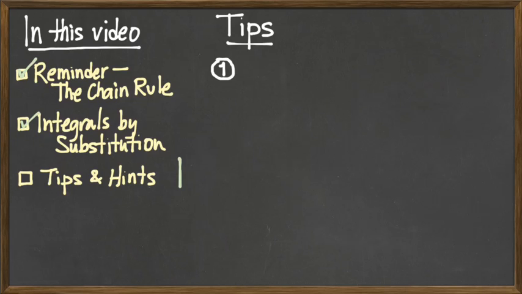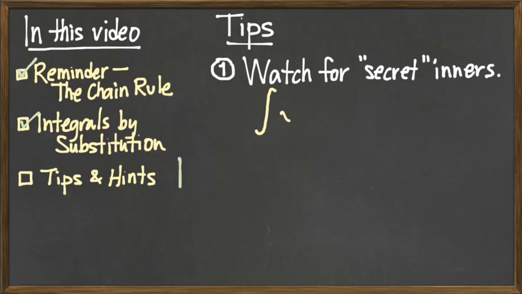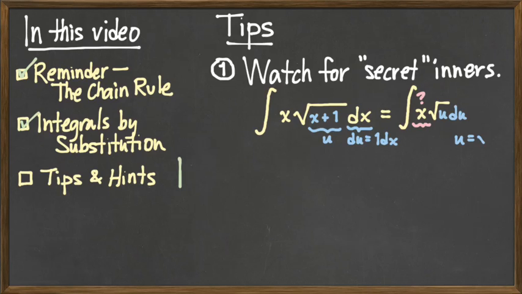Here are a couple of tips on using integration by substitution to finish out this video. First of all, not every integral for which integration by substitution is useful might look like it in the beginning. So watch for secret inner functions. In this example, the antiderivative of x times the square root of x plus 1 has a natural inner function, u equals x plus 1, from which du is equal to 1 times dx. And when we make that substitution, we actually end up making quite a bit of progress here.